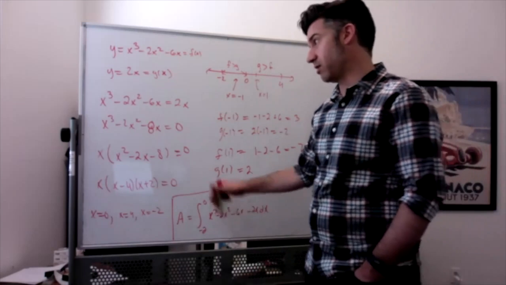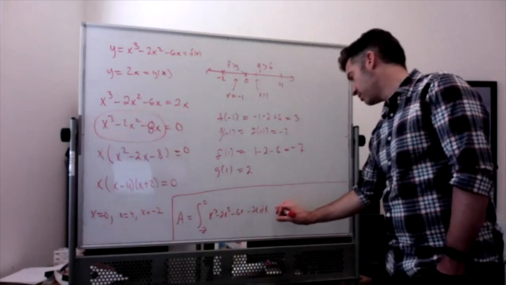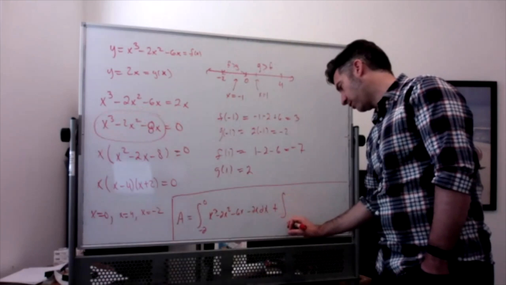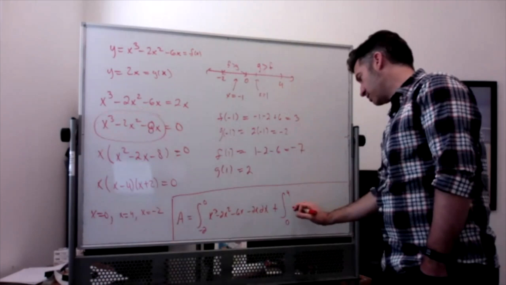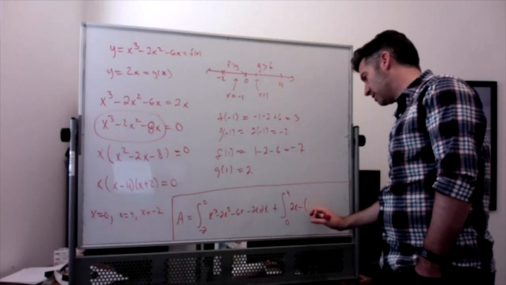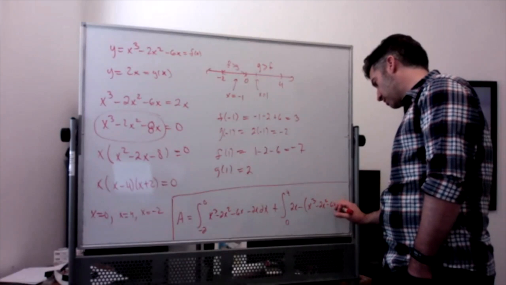That would be fine, right? You'd have essentially this, and then plus the integral from 0 to 4 of g minus f. That's going to be 2x minus x cubed minus 2x squared minus 6x.